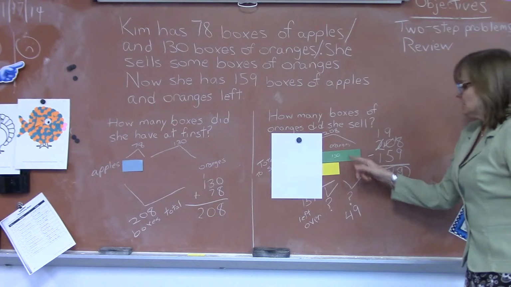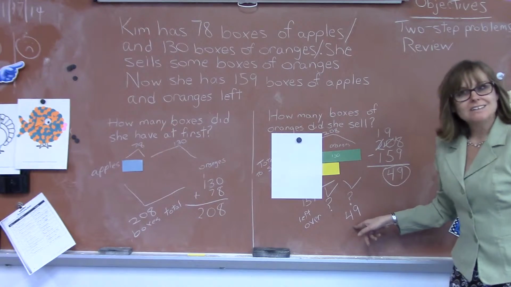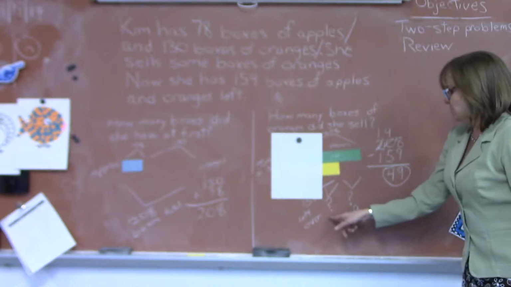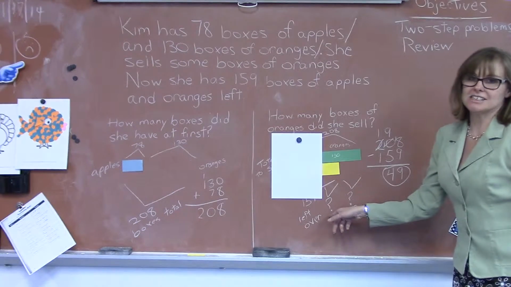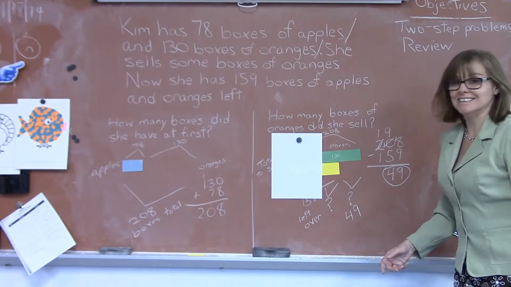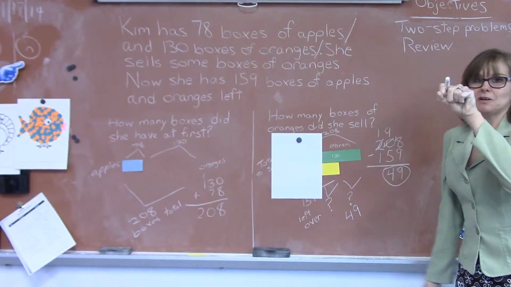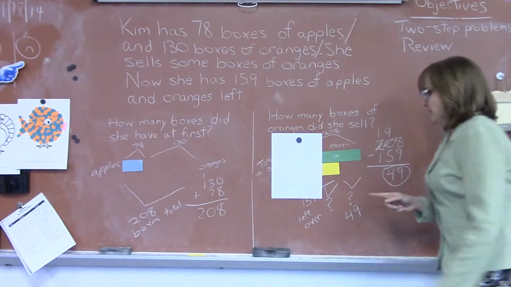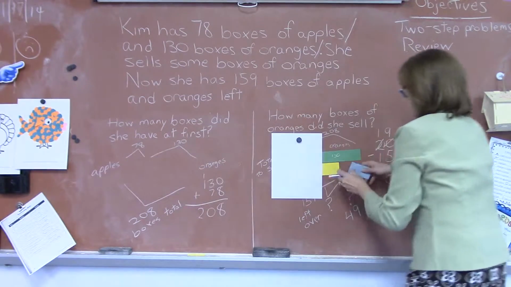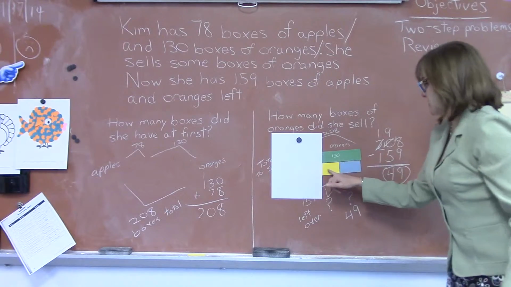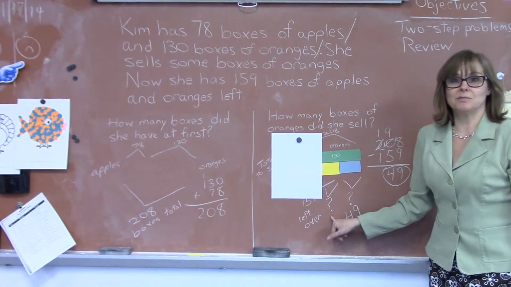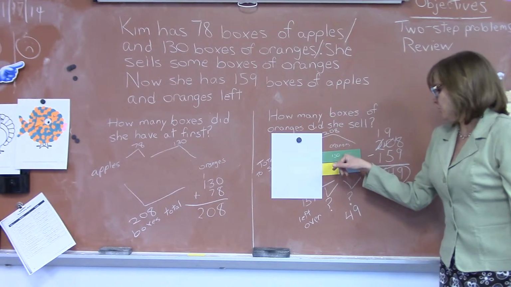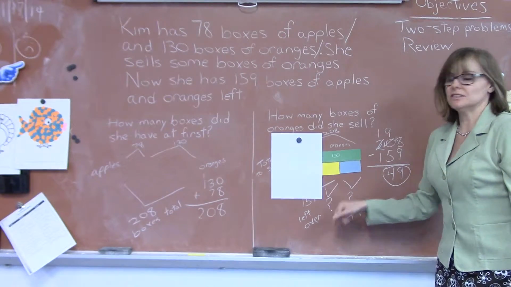130 boxes of oranges to begin with. We found out that she sold 49 boxes of oranges, so we want to see how many oranges she has left over. Well, again, whole minus part equals part. This is our new whole. This is the part that she sold, and then this is the part that we don't know about. That's the part that she left over. So in order to find that number, I'm going to do subtraction. Whole minus part is going to be equal to that last part.